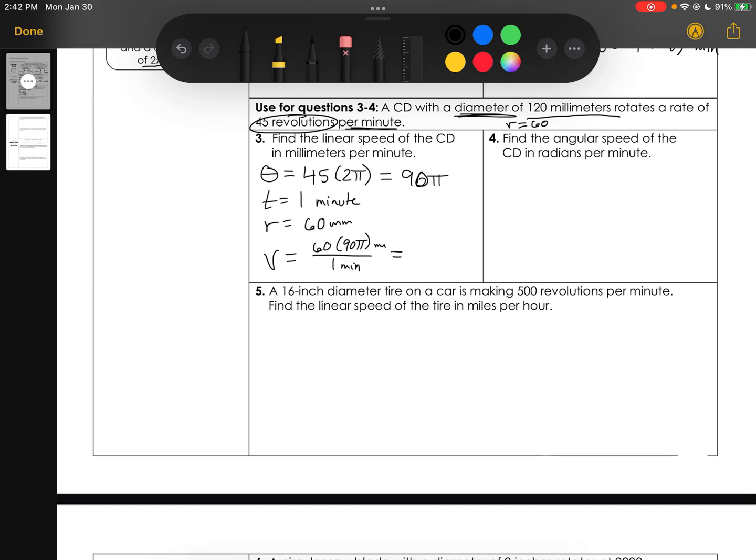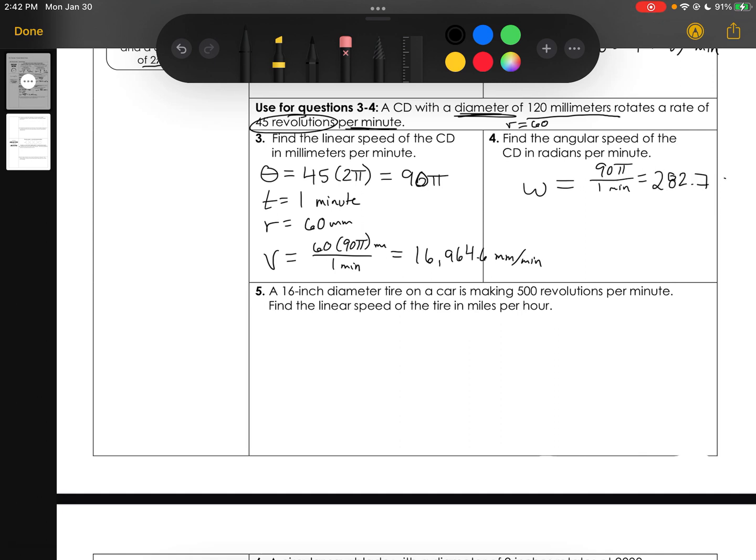So we can plug in V equals R times theta divided by t, and on top our unit is millimeters. So 60 times 90 times pi divided by 1 gets us 16,964.6 millimeters per minute. Again, just a little bit of practice plugging in, and as long as we're able to multiply those revolutions by 2 pi, we should be in good shape. Last piece, plugging into our second formula, we have 90 pi as our theta value, and t of 1 minute.